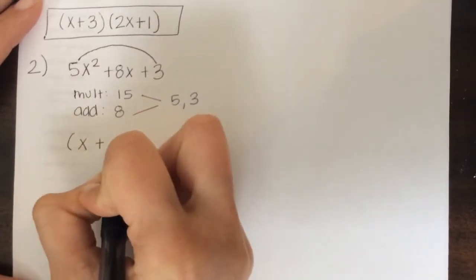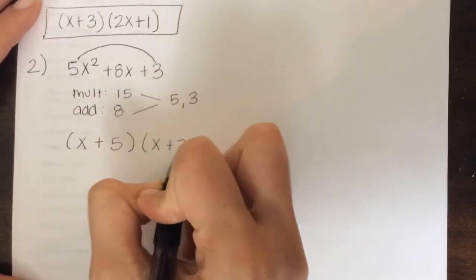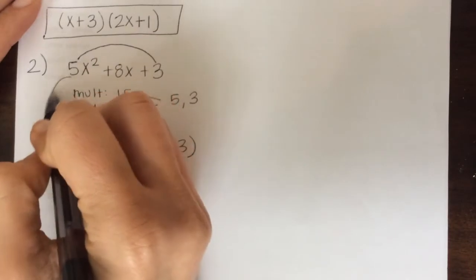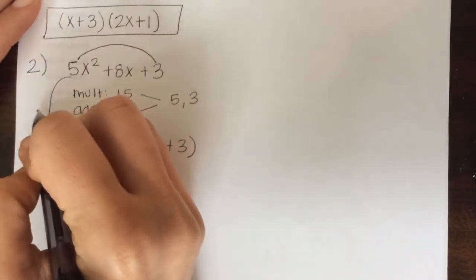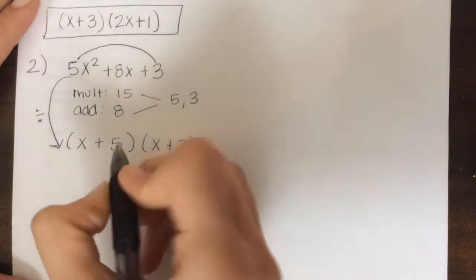So I write it in my factored form, x plus 5, x plus 3. Now comes the divide step. The 5 comes down, and we divide both terms by 5.